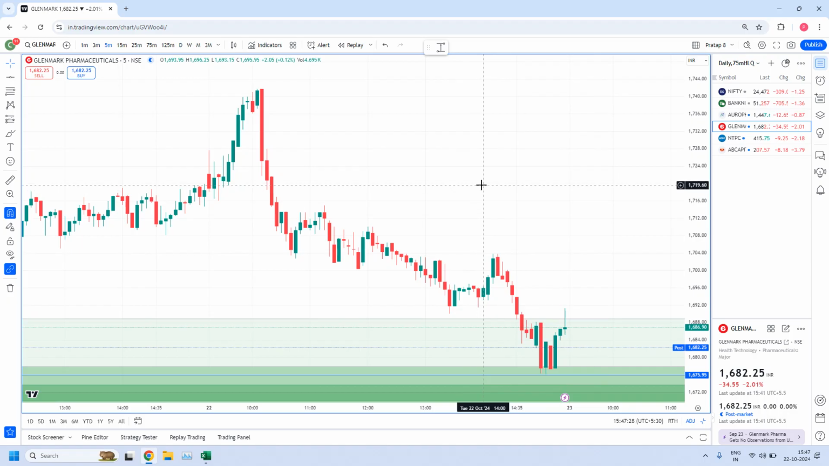Okay, this is about Glenmark. It almost came near the zone, but this is in the last 20 or 25 minutes of market closing, so we can't do anything on this. Moreover, it didn't reach the exact entry zone before it started moving up. So next time, if our software identifies this zone, I am stressing this point: only if your software identifies it do you have to plan high liquidity zones.